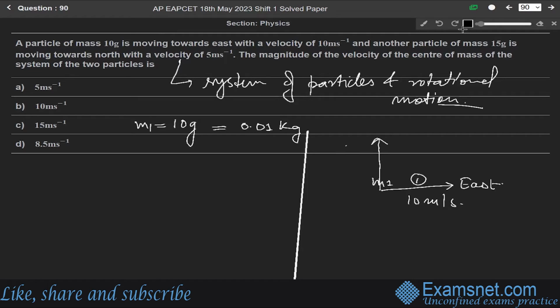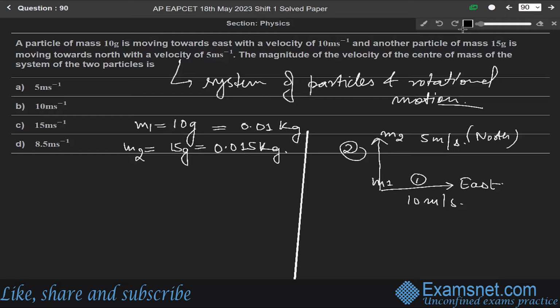This is particle 1, this is particle 2, and it is moving with, let us say its mass is m2, and it is moving with a velocity of 5 meter per second in the north direction. Okay, so this one is north direction. So m2 is given as what? 15 gram. 15 gram means 0.015 kg. Okay, the magnitude of the velocity of the center of mass of the system of the two particles.